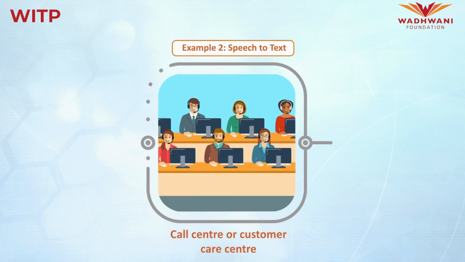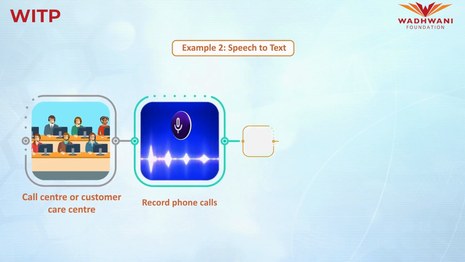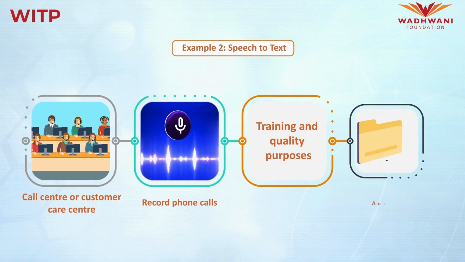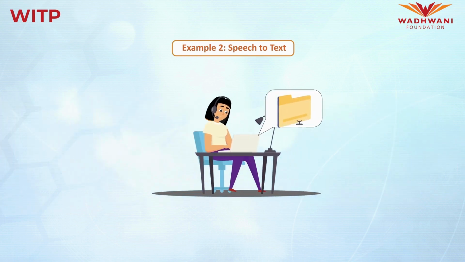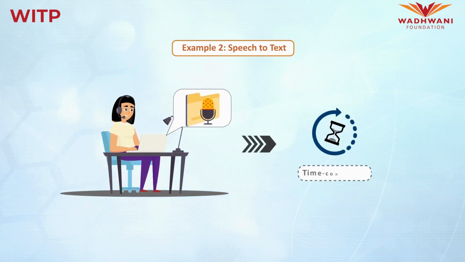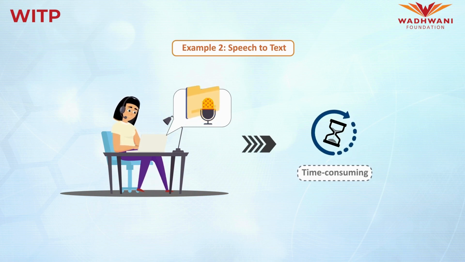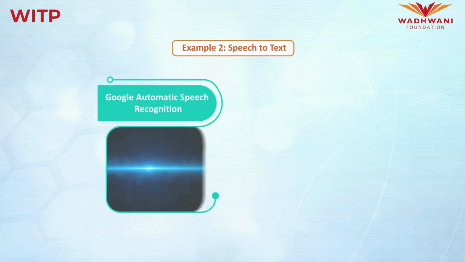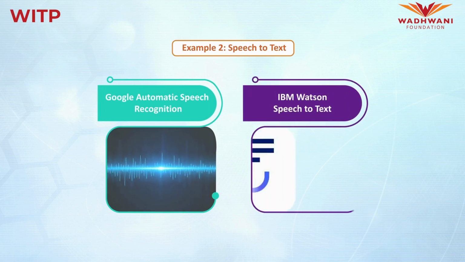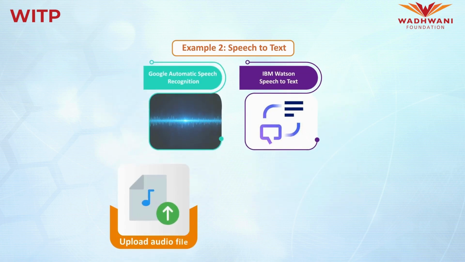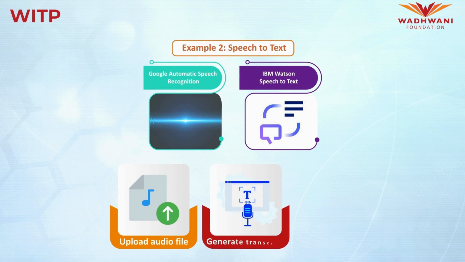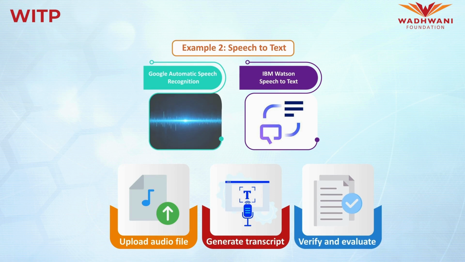Many call centers or customer care centers record phone calls for training and quality purposes, creating a large audio data set within the organization. However, manually transcribing these audio files can be time-consuming. RPA helps you use APIs from different vendors like Google's automatic speech recognition, IBM Watson's speech-to-text, and various other services. The audio files can be uploaded to these APIs and a transcript can be generated. Further, the customer care employees can verify and evaluate instead of typing the entire script.